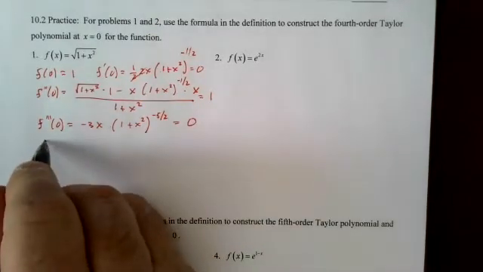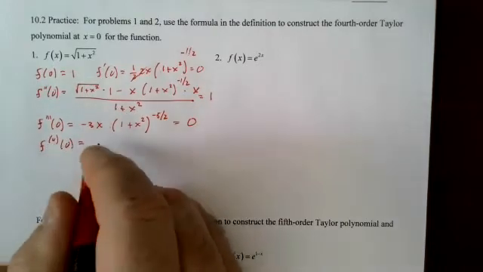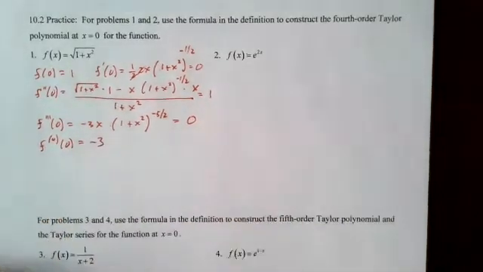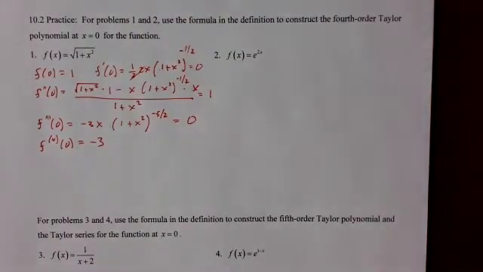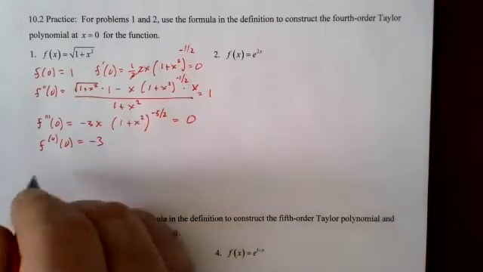So I happen to know that f of 4 of 0 will equal negative 3. Where did all that come from? You're going to have to do some of that work off to the side. I don't quite have enough space to do it here.